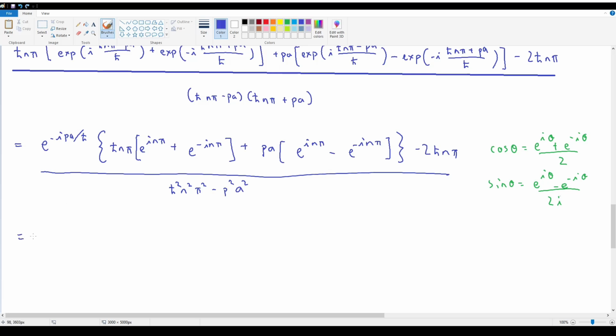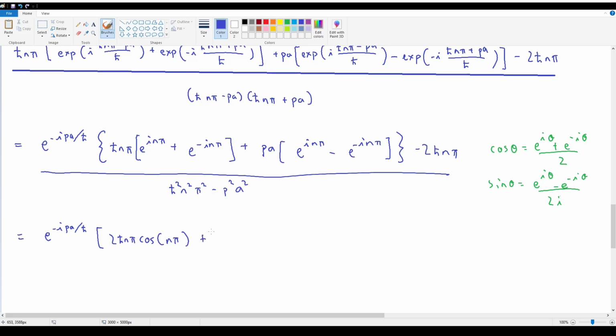So this is going to equal e to the negative i pa over h bar, and then multiplied by, let's see, this term is a plus, right? e to the i n pi plus e to the negative i n pi, which is this expression right here. Multiply the 2 over, so this is going to give us 2 h bar n pi cosine of n pi.